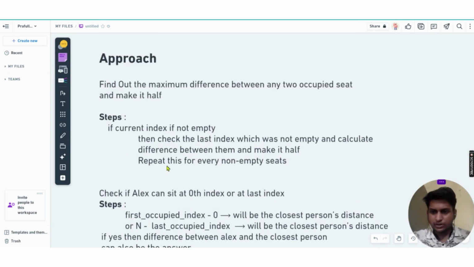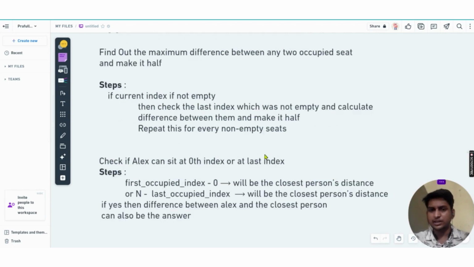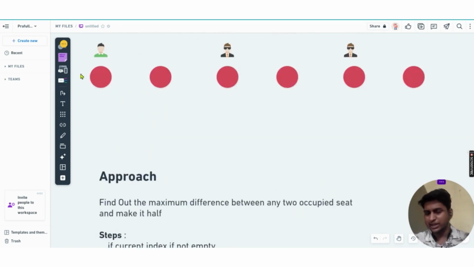So if the index is empty, Alex can sit at the 0th index or at the last index. Like if this is empty, then Alex can sit here also. And if this is empty, Alex can sit here also. If Alex is sitting at the 0th index, then the distance between Alex and the closest person will be the distance to the first occupied index, or you can say the first occupied index minus 0. The 0 is the position of Alex.